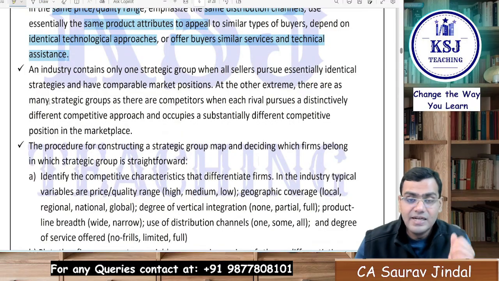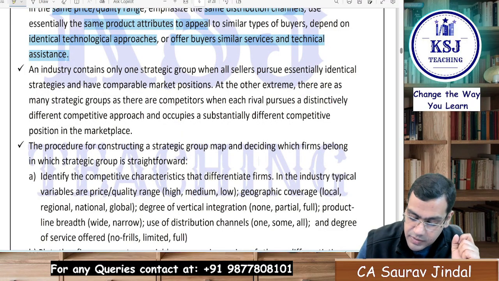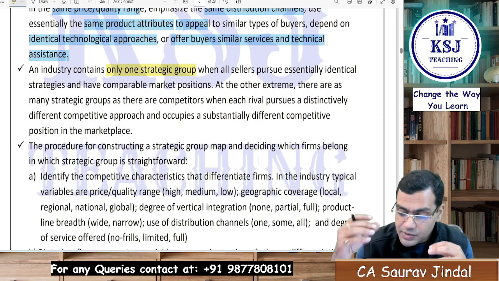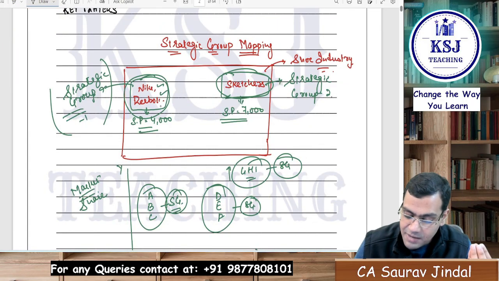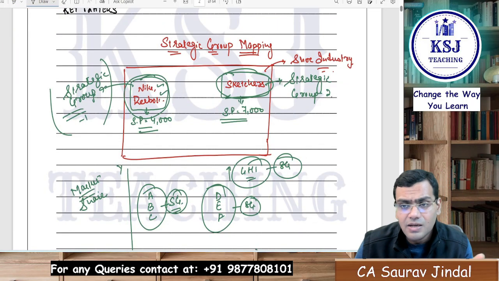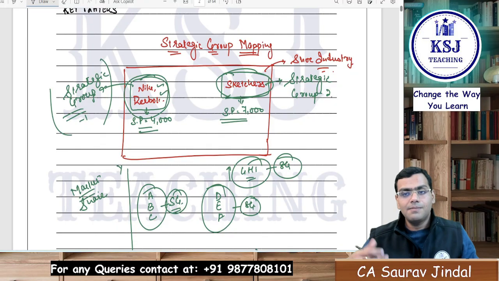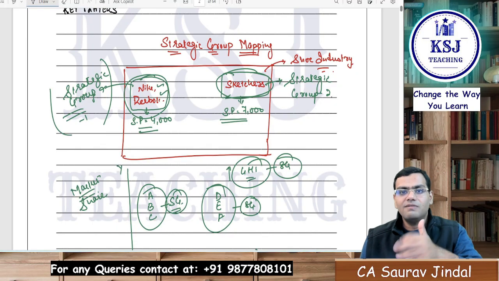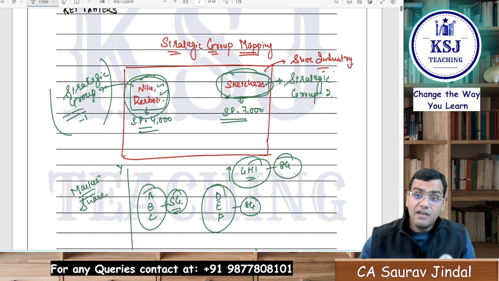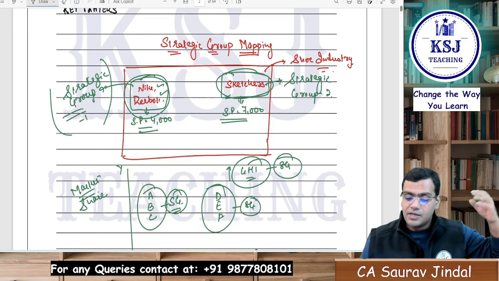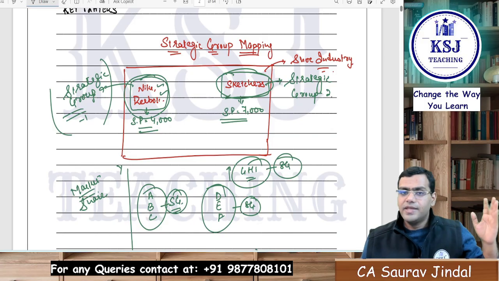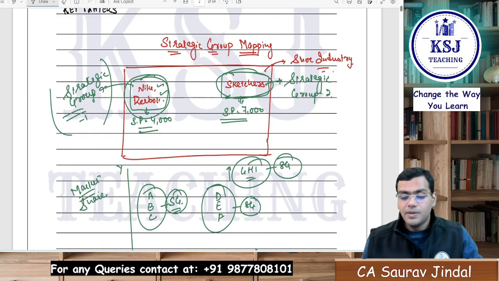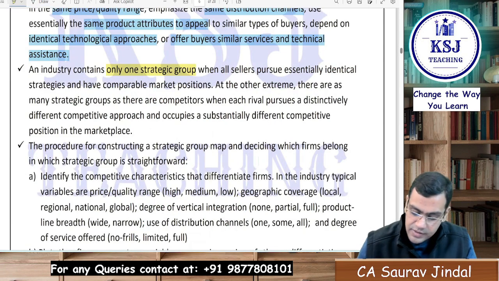Then he says an industry contains only one strategic group when all sellers pursue essentially identical strategies. Now he says if Nike, Reebok, Skechers, other brands, everyone is going to follow a similar competitive strategy, then there will be only one strategic group, right? But if Nike is following a different strategy, Reebok is following a different strategy, Skechers is following an absolutely different strategy, then what will happen, sir? Then there will be multiple strategic groups. This is what he's saying.